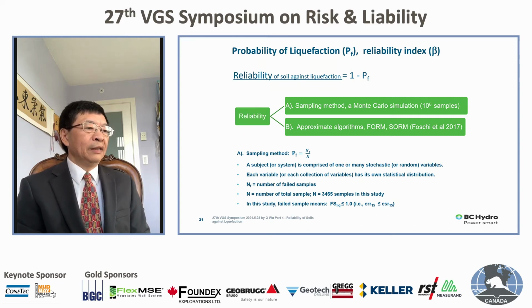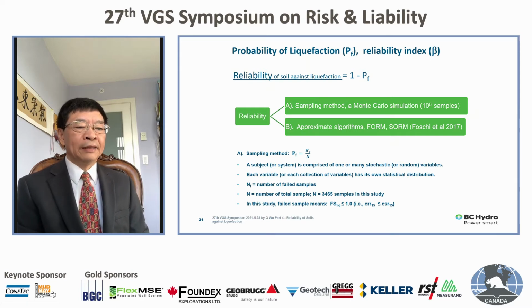By applying this so-called reliability method of analysis, you're trying to take the uncertainty into consideration in doing risk analysis for hydroelectric dams or facilities. There are two major categories in reliability analysis. The first one I call the sampling method, or Monte Carlo simulation. That requires a lot of samples, 10 to the power of 6. In this study, I have used 3,465 samples in method A, the sampling method.